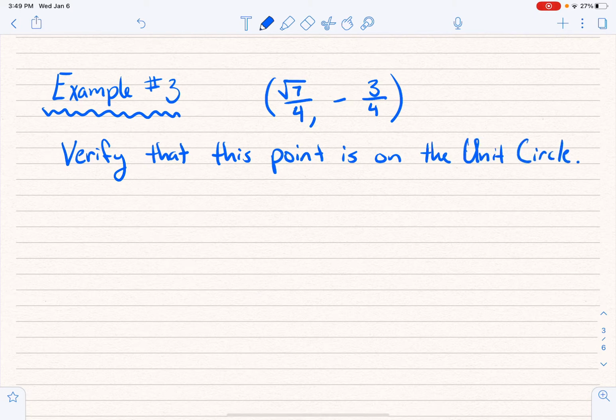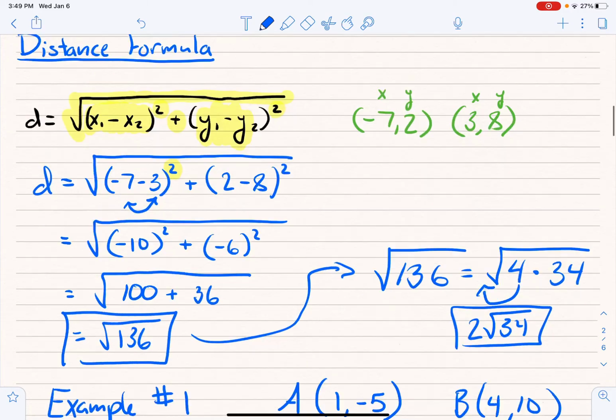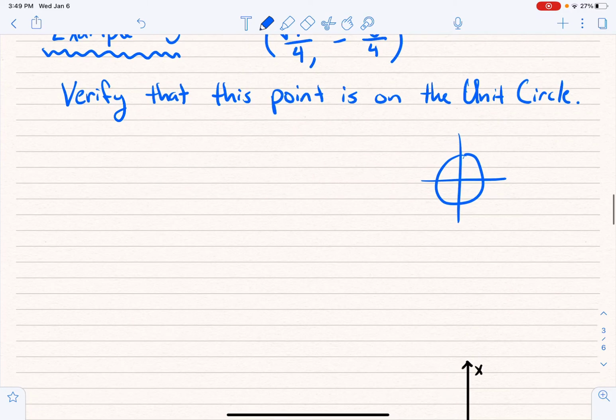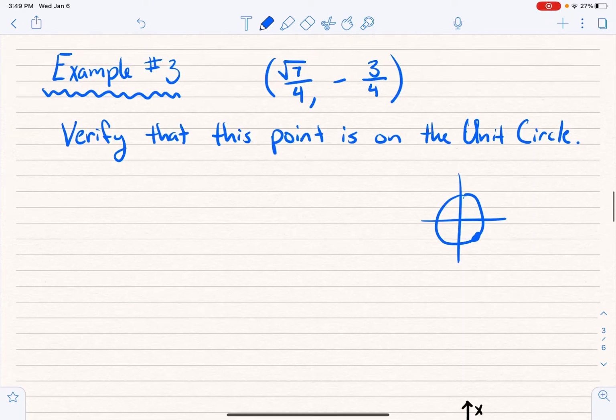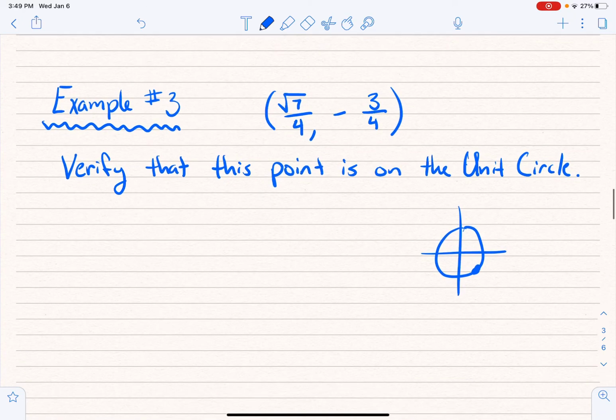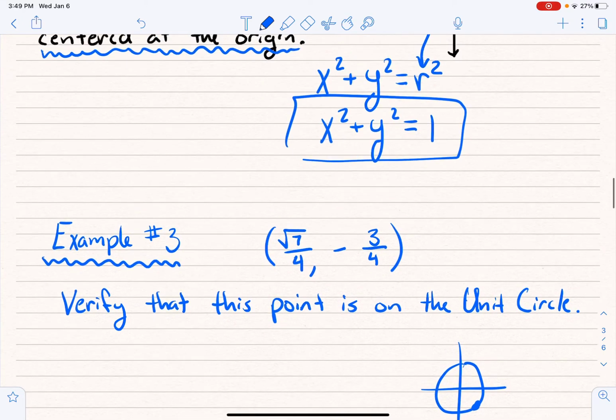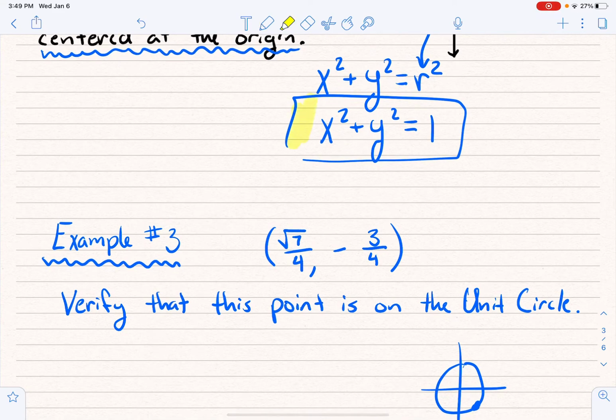Okay? So how do we do that? How do we verify that that point is on the unit circle? You think, well, I could draw it and go, well, where's that point? Somewhere about down here, I guess. I don't know. And so that seems like a weird thing. Well, all you have to do to verify it is make sure it fits into this formula. If it fits into that formula, then it is on the unit circle.